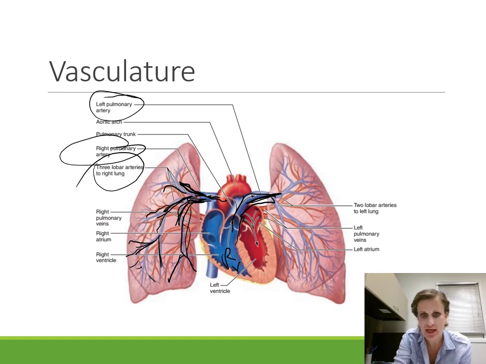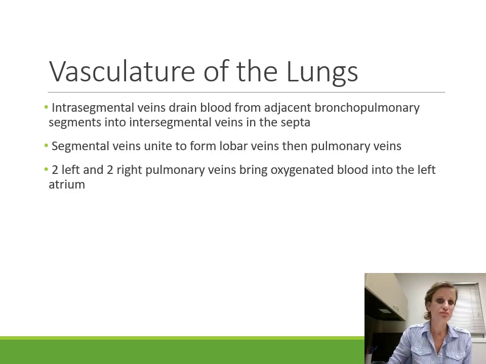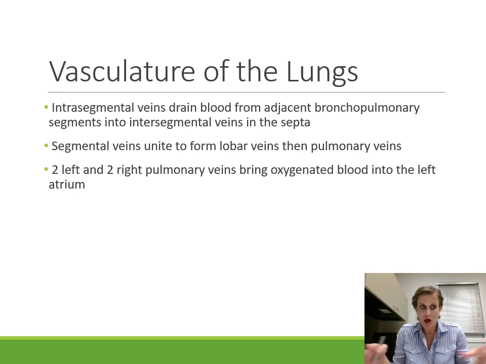Okay, on the left side, the same thing, right? The left pulmonary artery, we have lobar arteries, and we have segmental arteries. They're arteries because the blood is leaving the heart. Remember, they're carrying oxygen-poor blood, though. So then we have the veins that collect the oxygenated blood from the lungs and end up bringing it back into the left atrium.